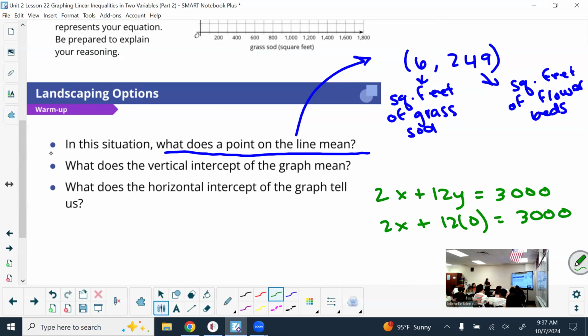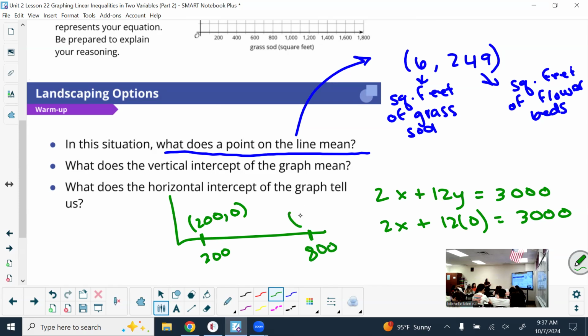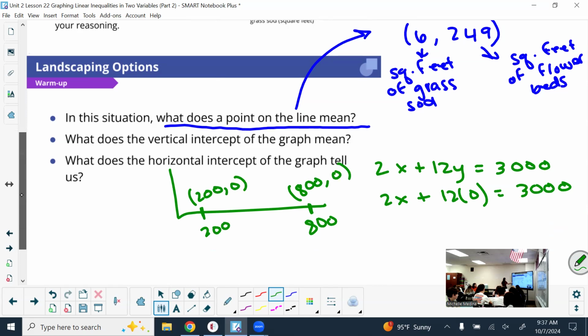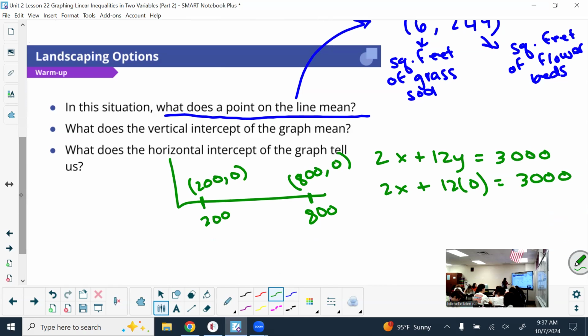I don't know if that is making sense. But in first hour, I literally had to ask my students, at this coordinate, the x is 200, the y is 0. At this other coordinate, the x is 800, the y is 0. So everywhere on the x-axis, the y's are 0. So that's how I can solve it, and that's how I can actually graph it, which we weren't able to really do earlier. Questions on that?